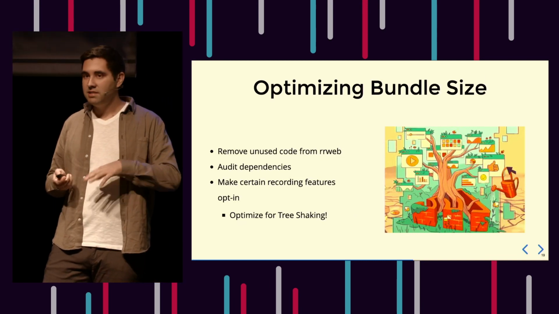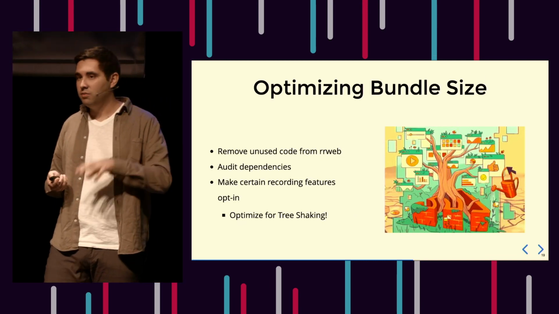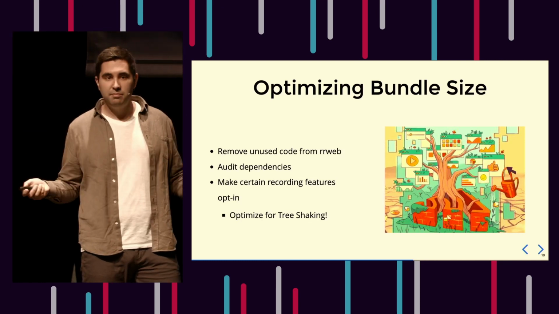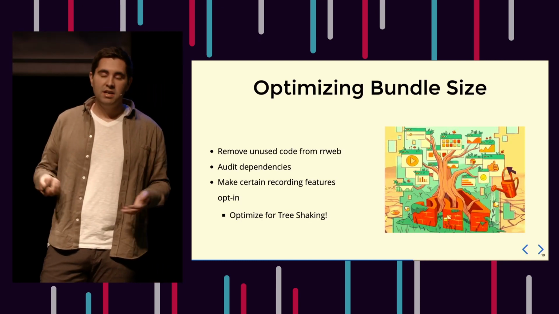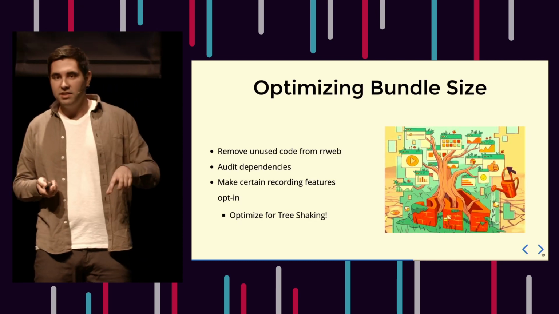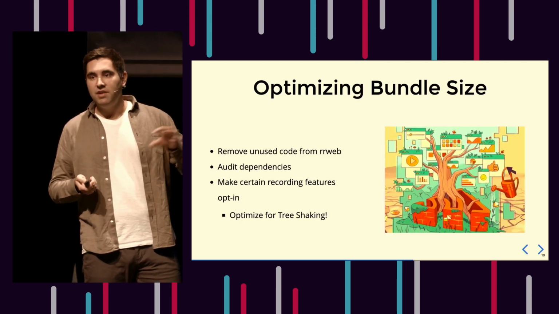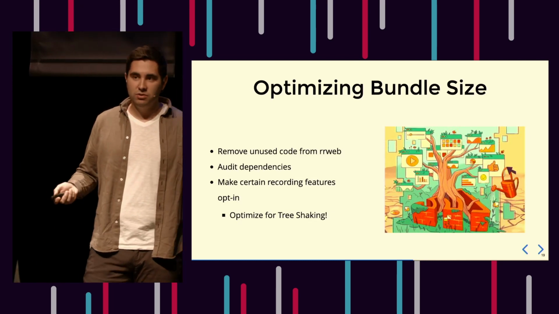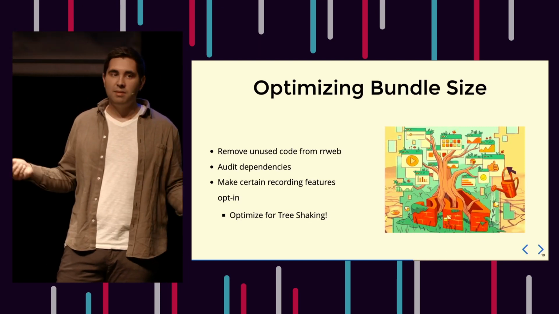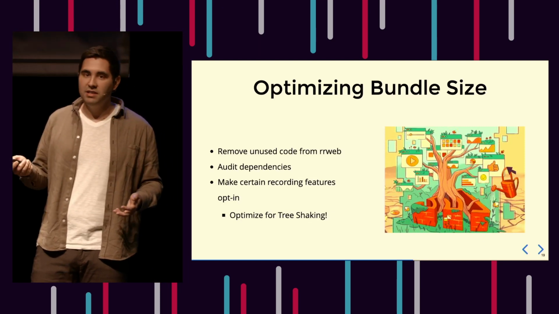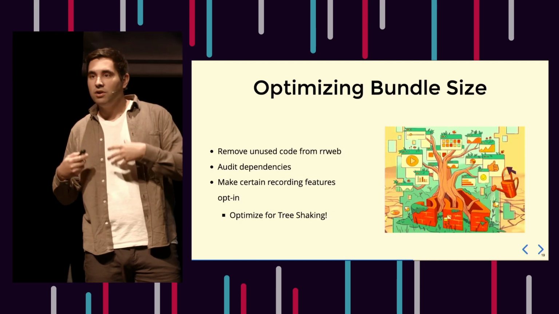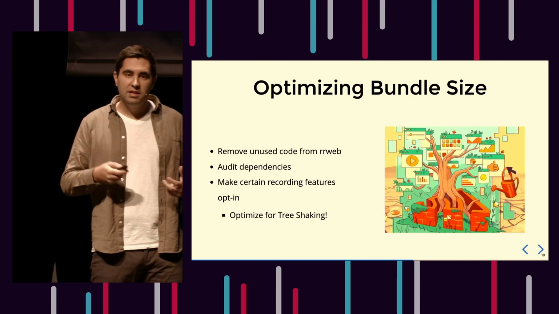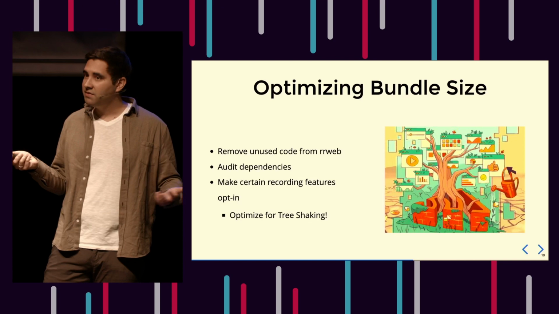First of all, as I mentioned before, we use a fork of rrweb. rrweb is a pretty big library that can do a lot of things. The first thing I did is I went in, forked this, and removed parts of the code that we just didn't use. For example, there were some options and some functionality that was just not relevant for our concrete use of rrweb. By removing this, we could save some bytes.